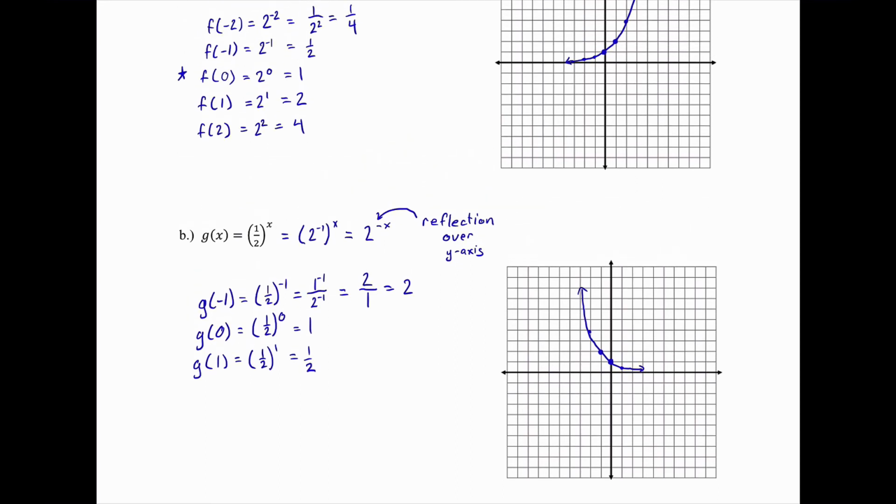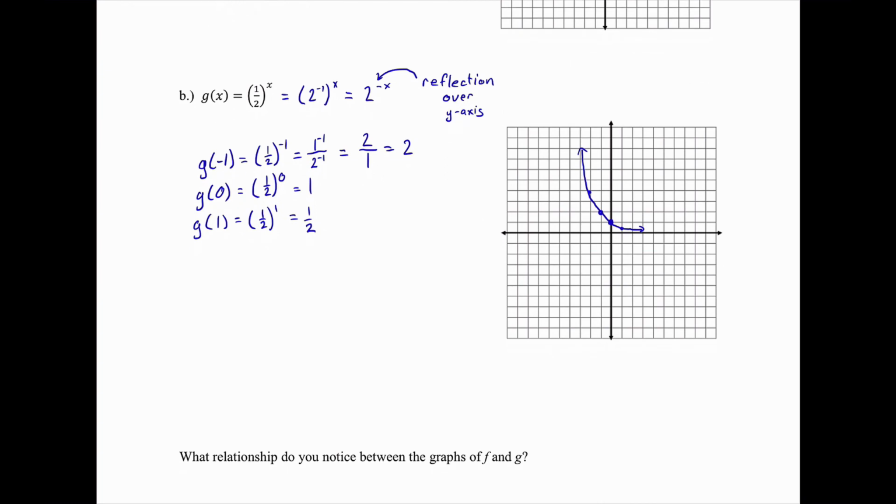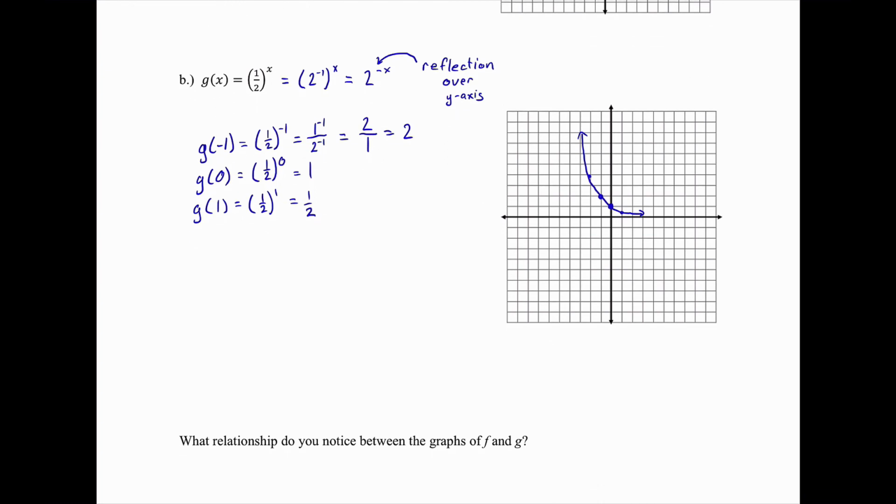If you compare these two graphs, well, we already figured it out. We have our first encounter with our transformation. So if we go down to the bottom of the page, the relationship that we see between the graphs of f and g is simply a reflection. Of course, all of the other transformations, such as shifts, stretches, and shrinks, will also apply.